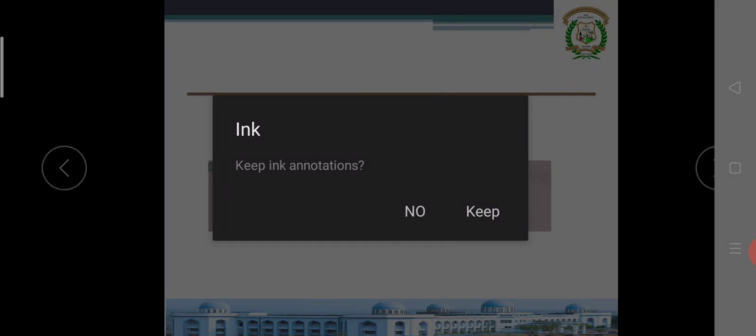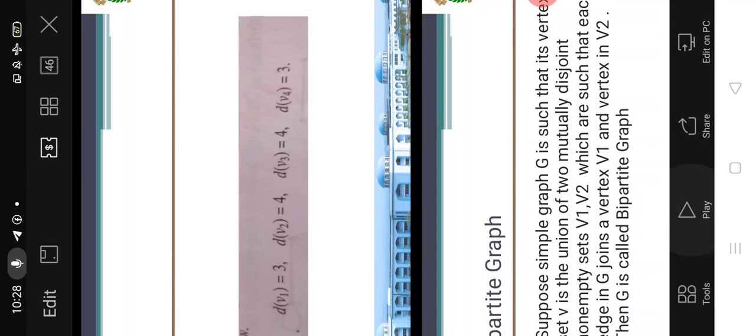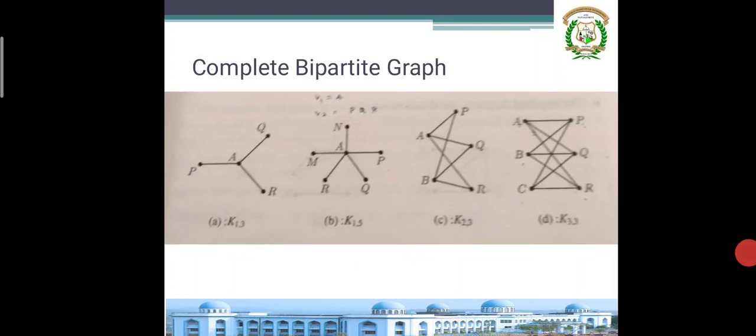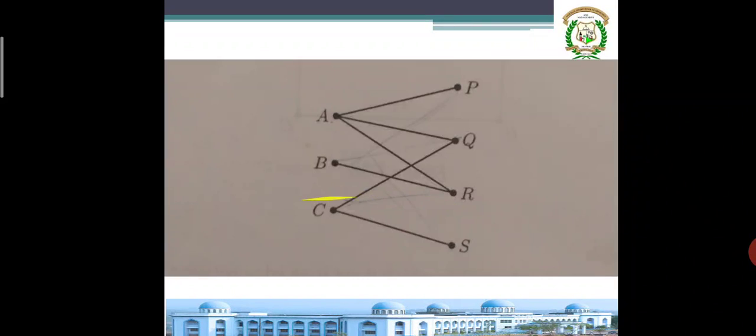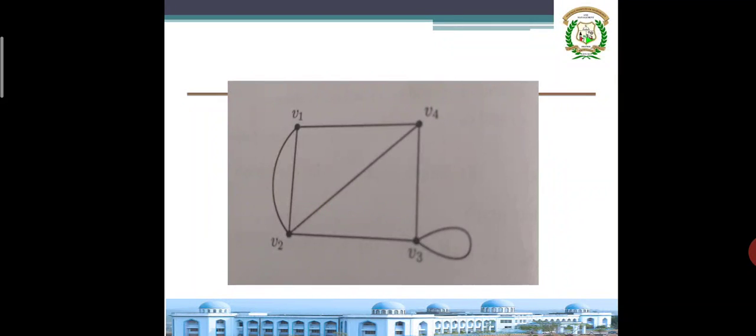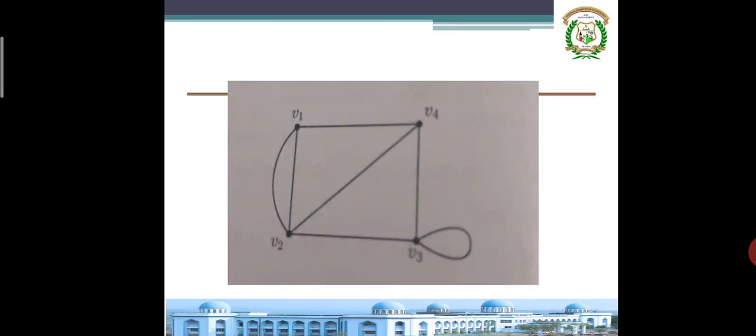Then the degree of V2. What is the degree of V2? V2, how many edges? 1, 2, 3, 4. The degree of V2 should be 4. Am I right? Yeah.